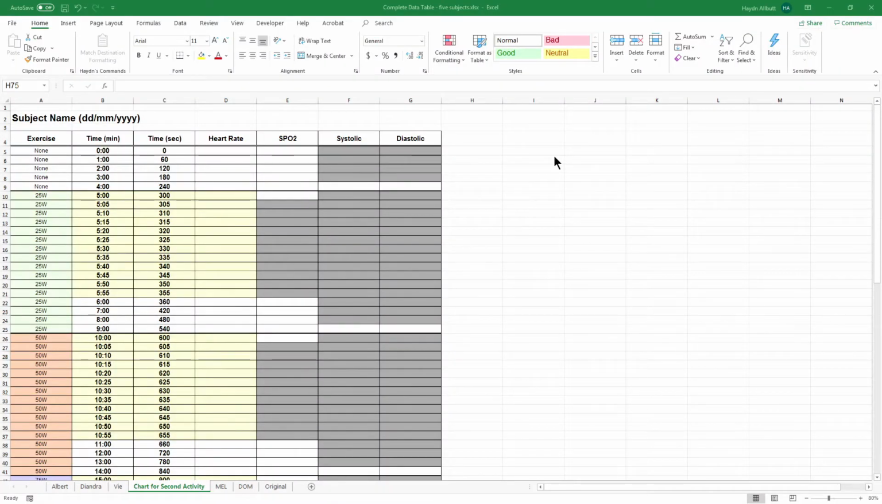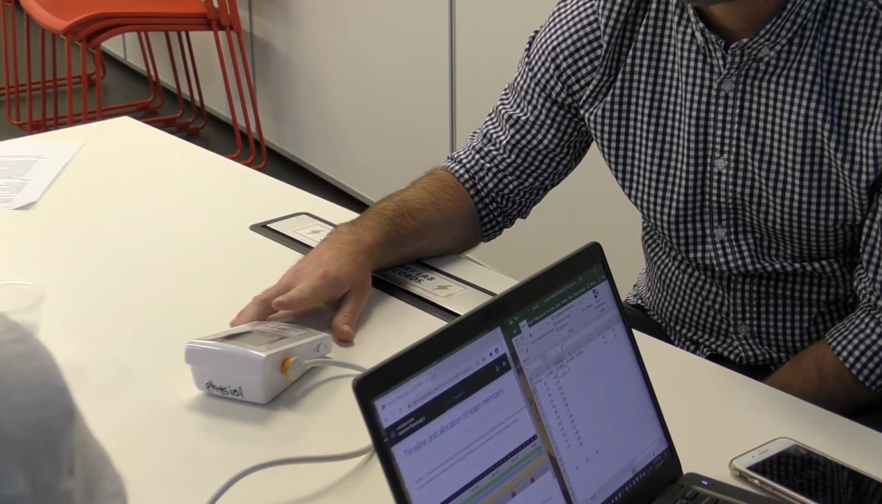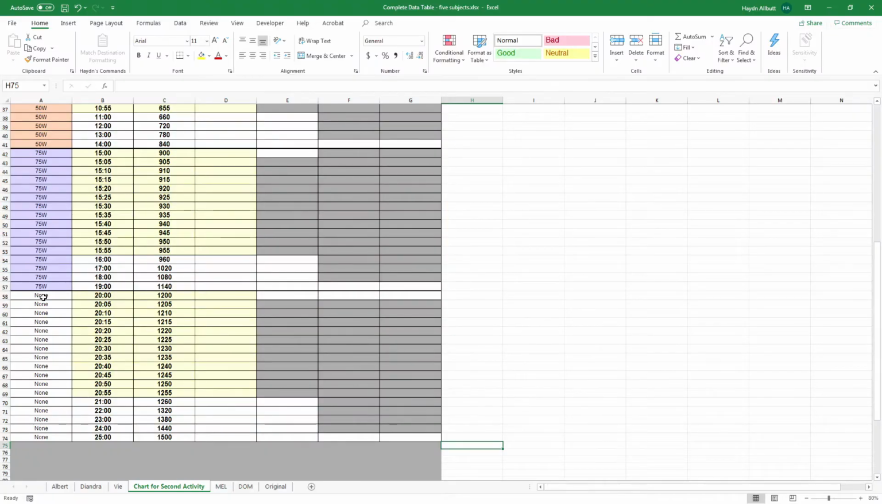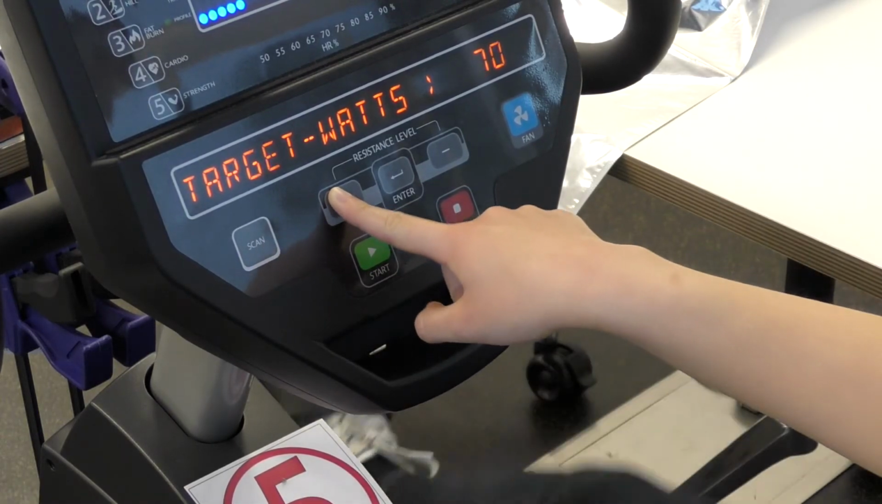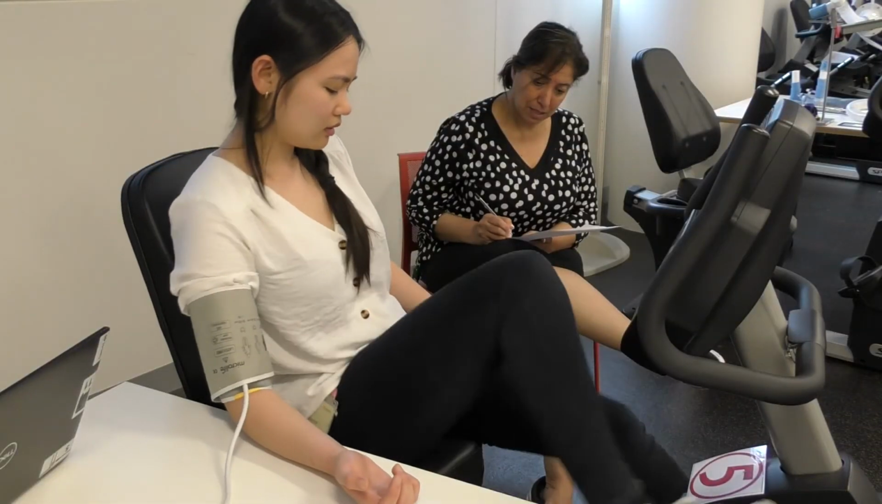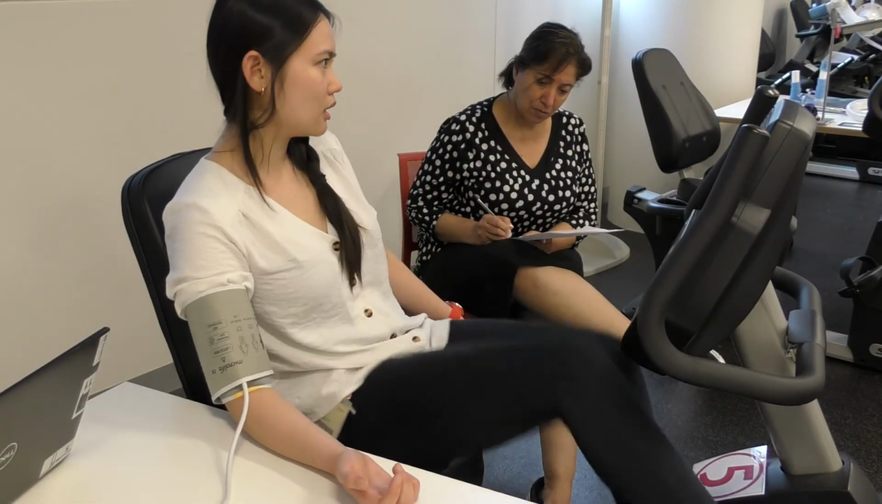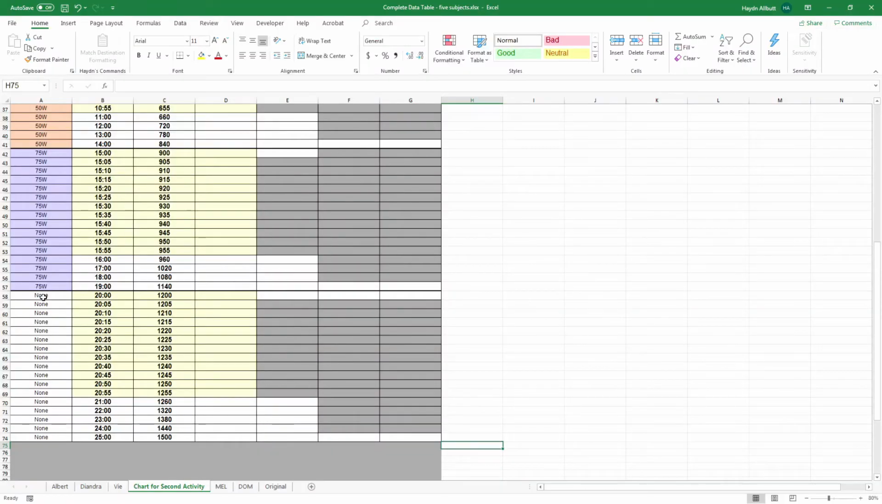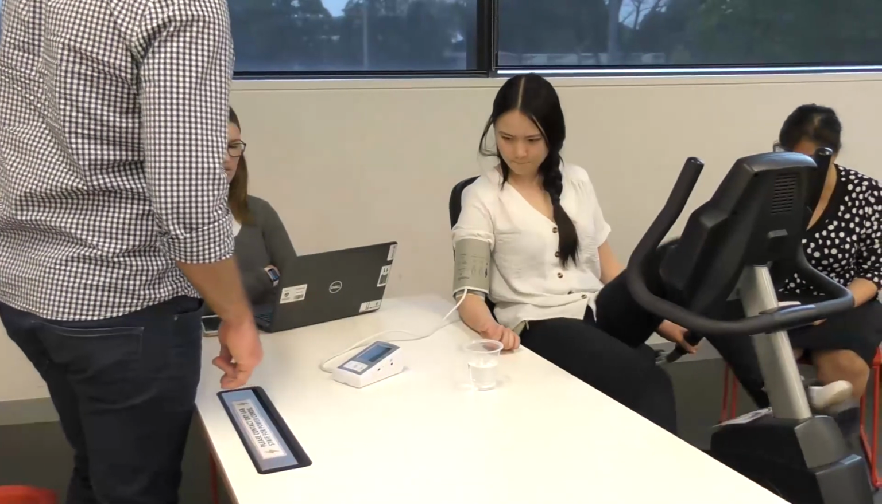In the final minute of this 5-minute period at work rate 2, we take another blood pressure reading. And then at the 15-minute time point, we increase the work rate to 75 watts, record heart rate rapidly again for the first minute of that period. And then at the end of that period, the final minute, we'll take blood pressure again.